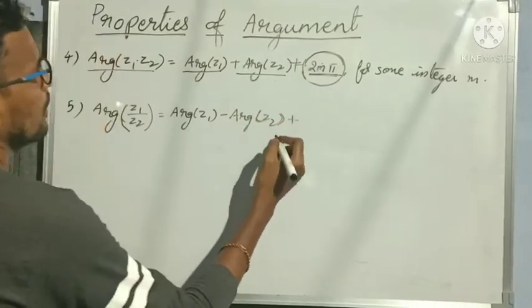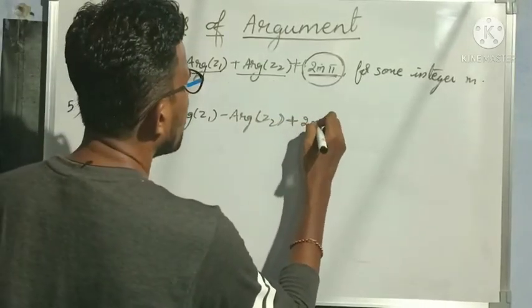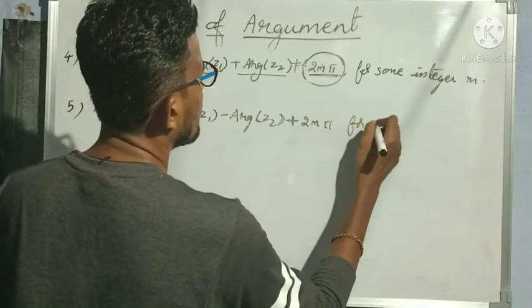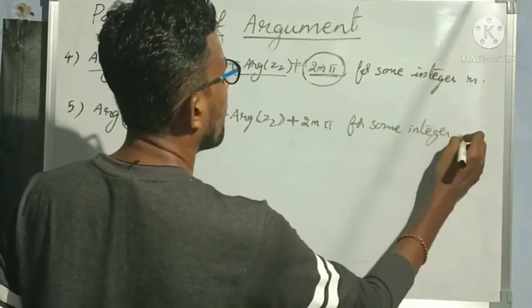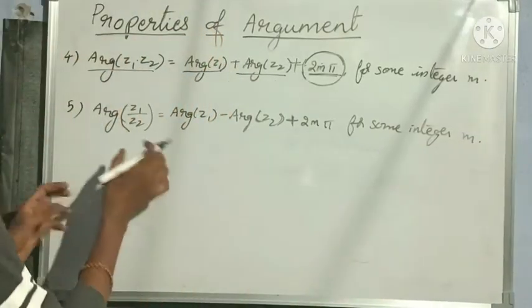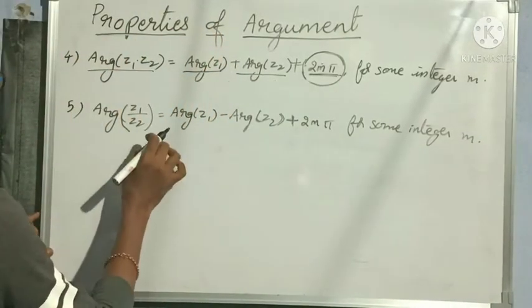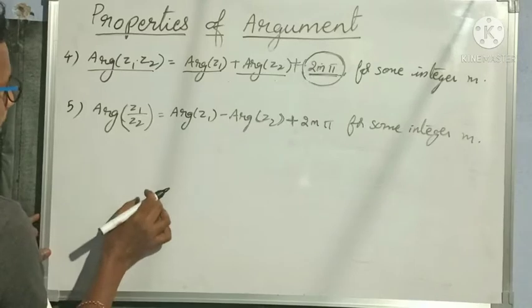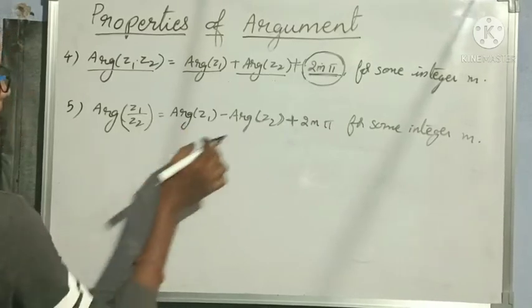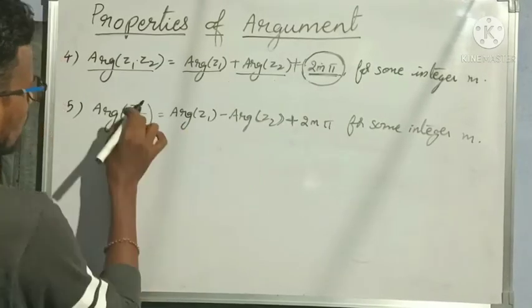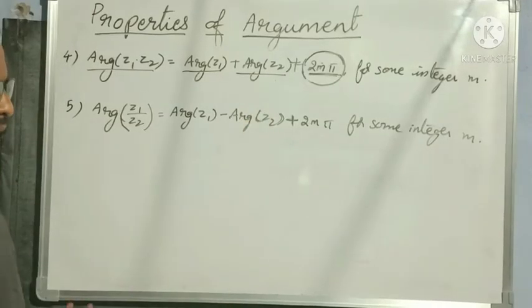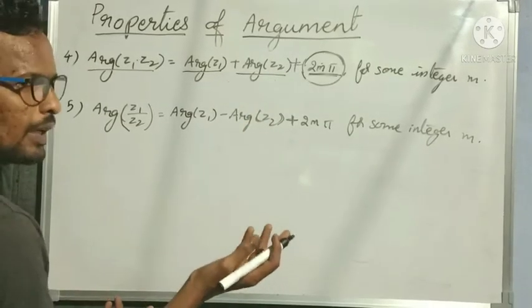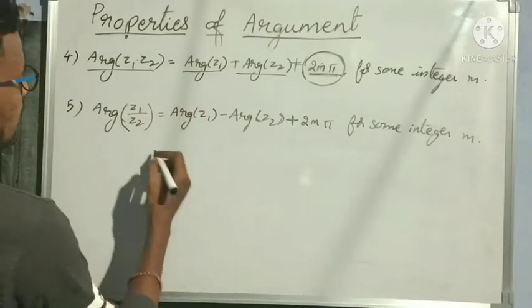Here also plus 2m pi for some integer m. Same example. Here also r1 by r2 means divided by. a power m by a power n is a power m minus n. So theta 1 minus theta 2 we will get. So theta 1 is argument of z1 minus theta 2 is argument of z2. Clear? So no need to explain this one clearly. See here.